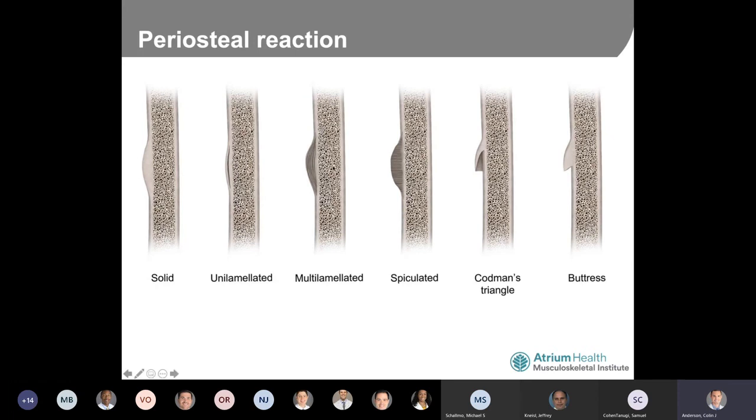You start to see these other four: multilamellated, multilayered, onion skinning might be another name for that, spiculated, Codman's triangle, and buttress. These are all suggestive that the lesion is growing faster than the body is able to contain. Specifically, spiculated is often associated with Ewing sarcoma, and buttress is often seen in the posterior distal femur with something like a periosteal osteosarcoma.